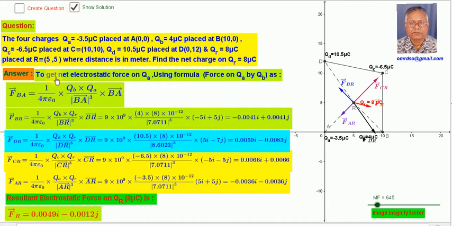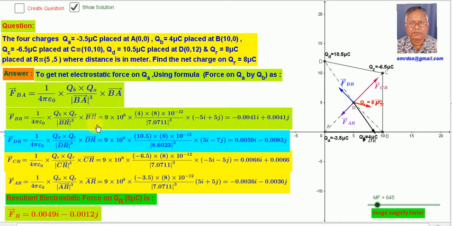To get the net electrostatic force, using the formula, the force on A due to B is given as 1 by 4 pi epsilon naught, QB into QA upon modulus of vector BA whole cube, into vector BA. It indicates the force on A due to B. Using the same formula, I have calculated the force on point R due to the charge at B. The formula is 1 by 4 pi epsilon naught, QB into QR upon modulus of vector BR whole cube, into vector BR.